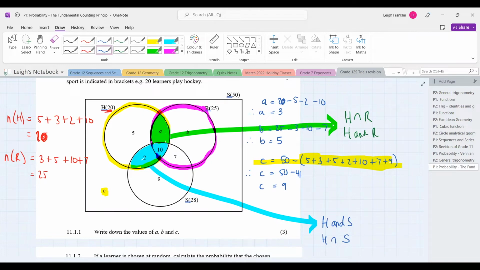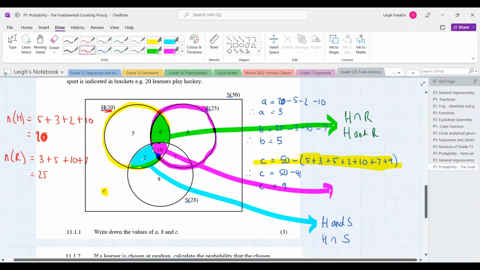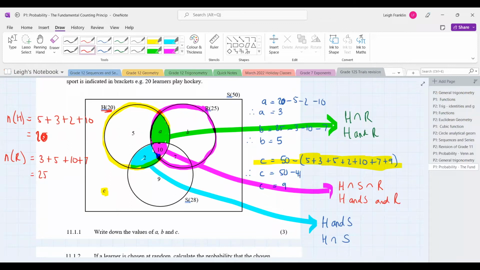That's very important that you know that. This region in the middle, these are people that play all three sports. If I color this bit in pink, that means hockey and soccer and rugby, so the intersection of all three.